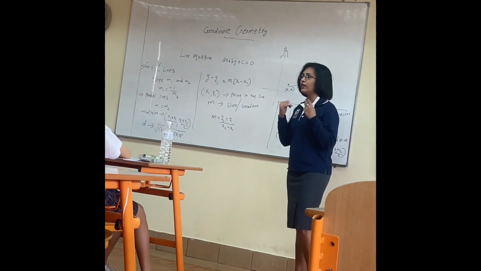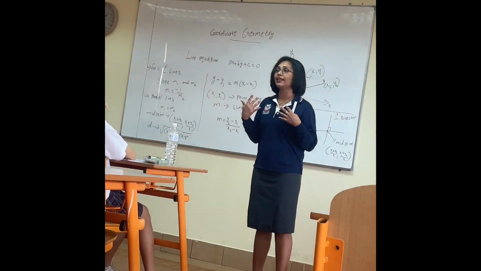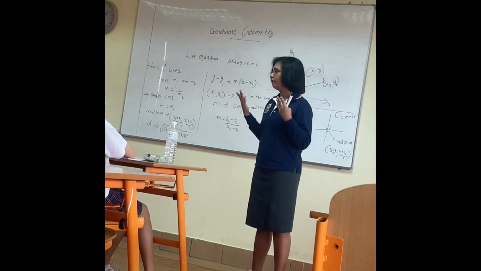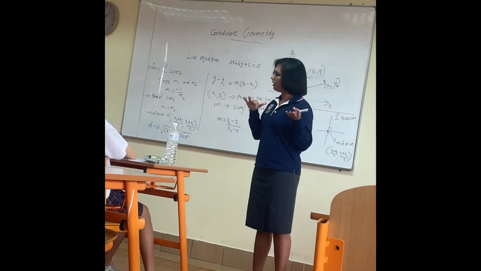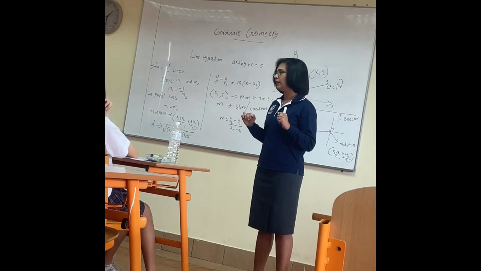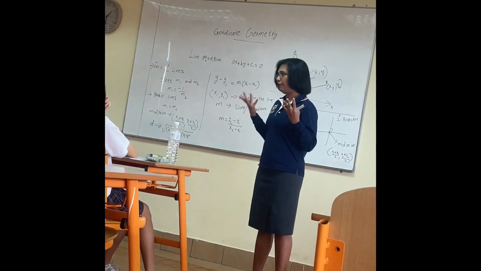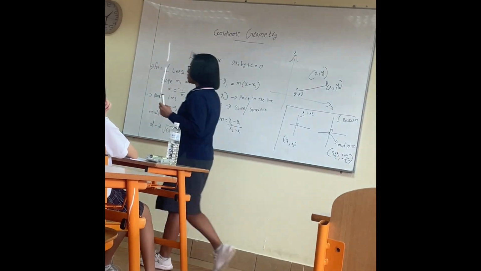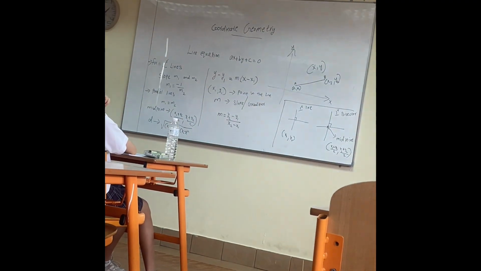Okay. And if the line is perpendicular, what will you do? So the slope will be negative 1 over the slope. And parallel lines, it will be the same. Okay. So we can start with the one question.